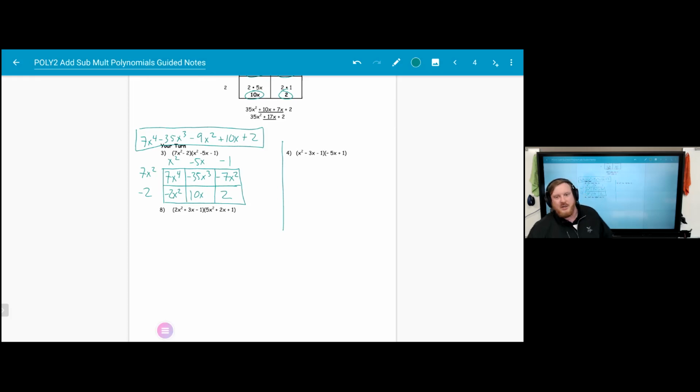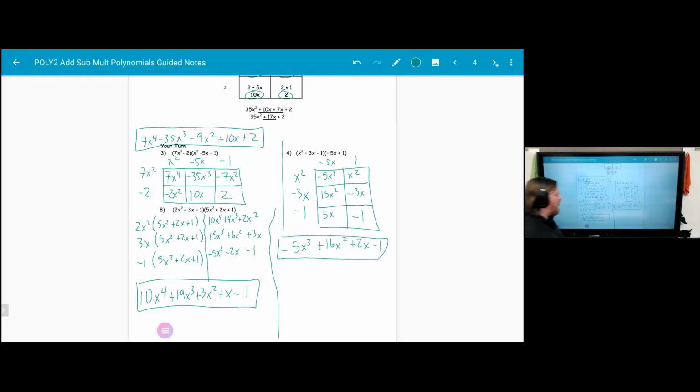So what I want you guys to do is, I'd like you to do number 4, in this case, using the box method, and then do number 8, whichever method you want. Then come back and check them when you're done. All right, go ahead and check your work on there. Number 4 ends up being -5x cubed plus 16x squared plus 2x minus 1. And number 8 down there, 10x to the 4th plus 19x cubed plus 3x squared plus x, just 1x, minus 1.